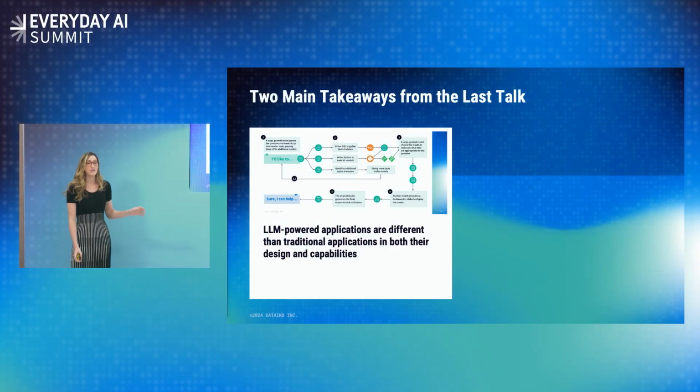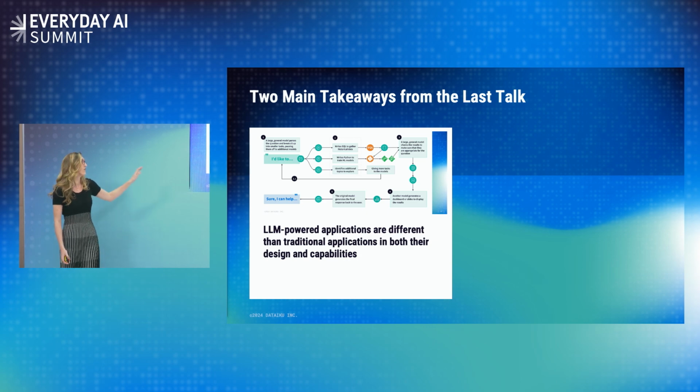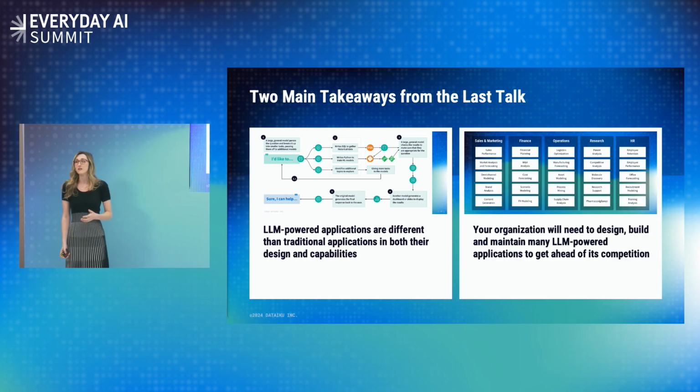The first of these is we saw an example of a supply chain use case. But we've learned that these LLM-powered applications differ from traditional applications, both in their design and their capabilities, but they also have a huge amount of potential differentiating impact for a given organization. The second is that it's unlikely that any company or any business will just need to create one of these applications, but will need to have many and scale them across the enterprise to realize that true potential.